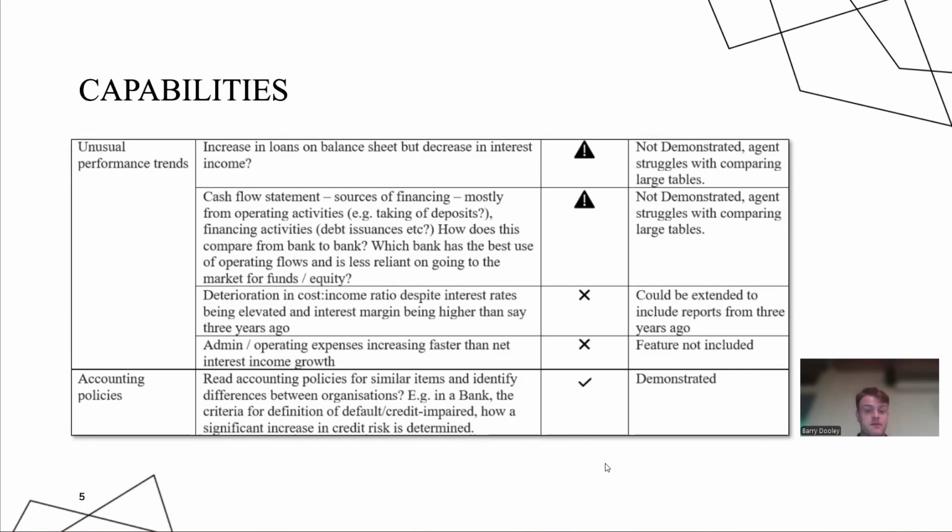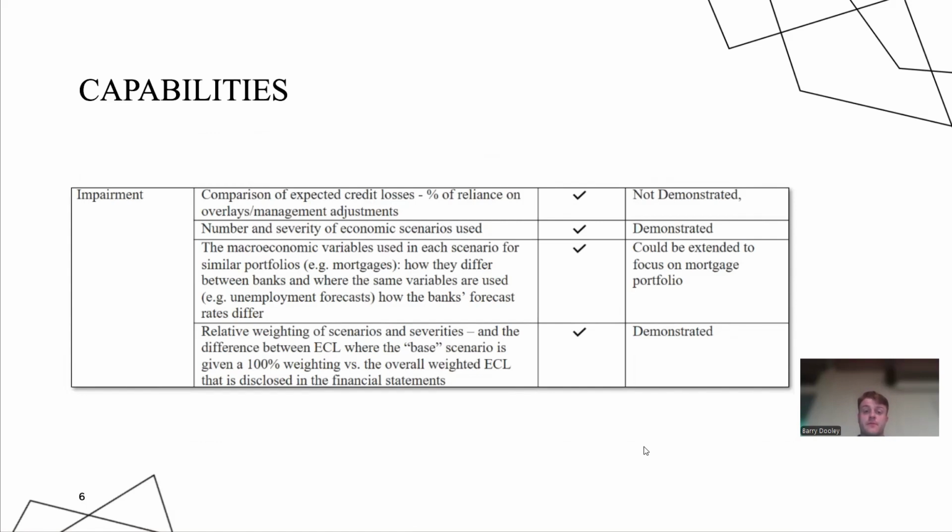In terms of accounting policies, the agent successfully demonstrated comparison between accounting policies and definitions. In terms of impairment, some of these aspects were demonstrated in the testing questions. However, we could not demonstrate all of these aspects using one prompt, but it is possible to compare all of these impairment aspects, but across 2 or 3 prompts.